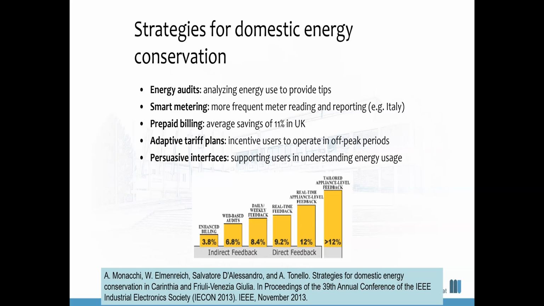Adaptive tariff plans. This would be an incentive for users to operate in off-peak periods, as I explained already in the introduction. When we have a significant amount of photovoltaic produced power in our system, then we would like to shift energy consumption towards the time when we have a peak in photovoltaic production. A motivation to do this would be to have different energy tariffs depending on the time of the day. And adaptive tariff plans are possible with smart meters.